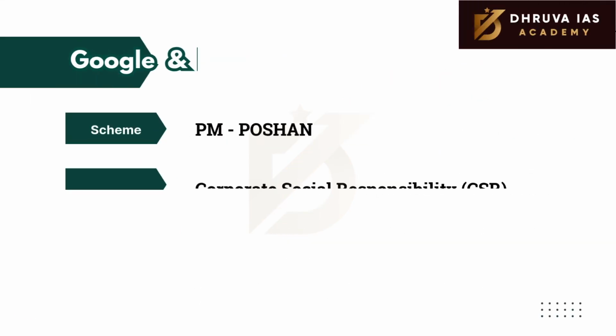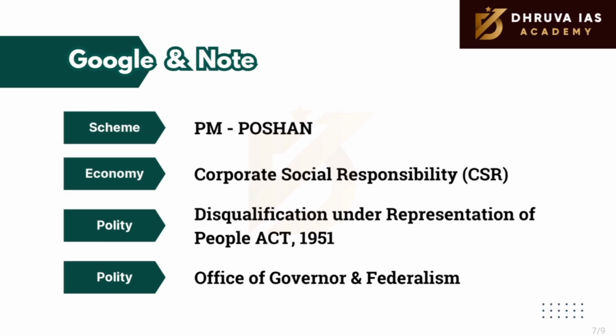Apart from these articles that you need to read fully, there are articles in the newspaper where it's not worth reading the entire article, but rather one or two elements mentioned in the article we need to search more and read. So that's why it is a Google Note. The first thing under this is PM POSHAN. What is this scheme, what are the objectives of it, what are the provisions of it, and what are the achievements of it?